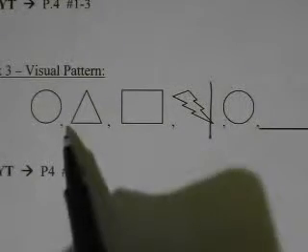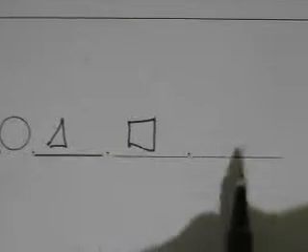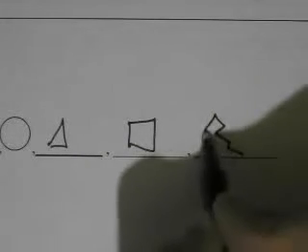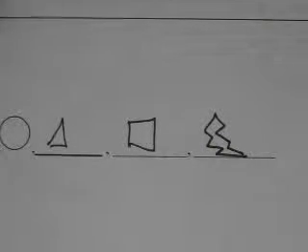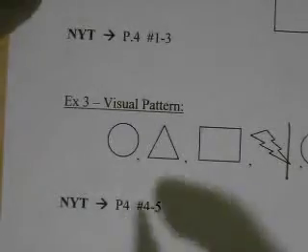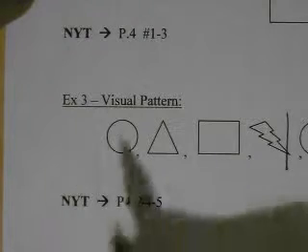Well, triangle, then square, and finally, circle, triangle, square, lightning bolt. Alright, not the prettiest lightning bolt, but that is the pattern. So once you find the pattern, to extend it, you just repeat the same pattern over and over again.